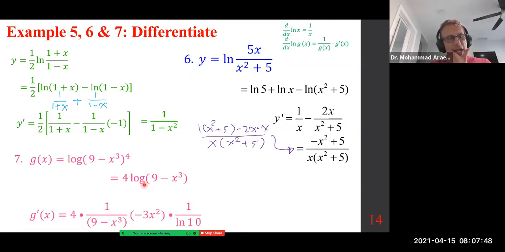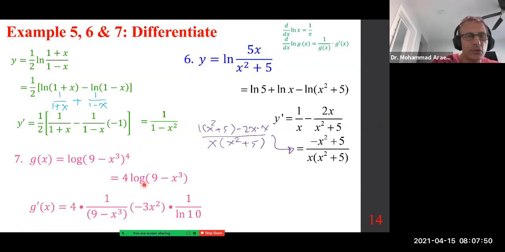So let's quickly recap. Here's number 4. Flip this over. Chain rule says differentiate this. Change of base formula says 1 over natural log of the base, which is 10. So I hope you see the only thing at the top is 4 as well as negative 3x squared. That gives us negative 12x squared in the numerator.